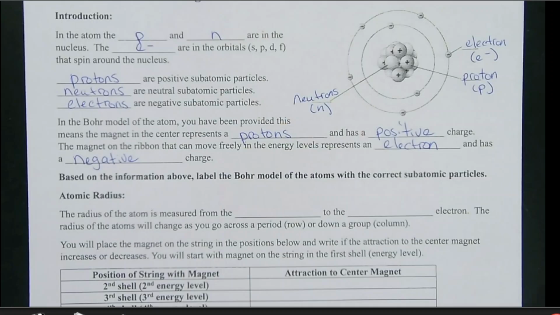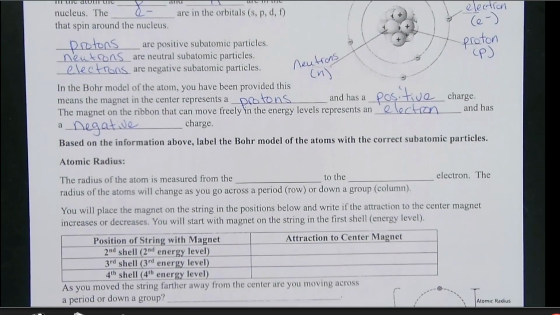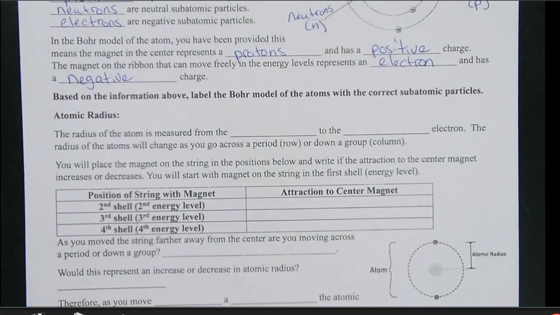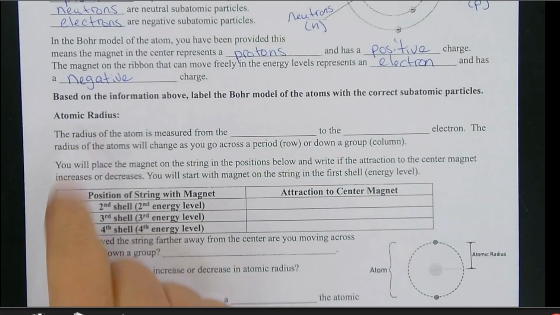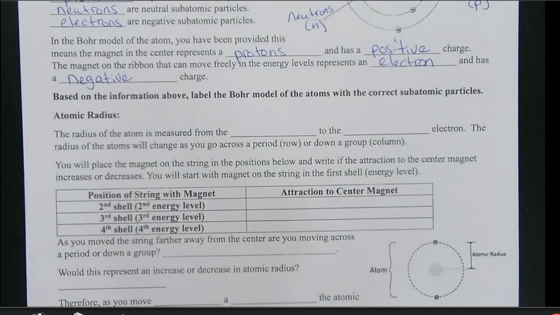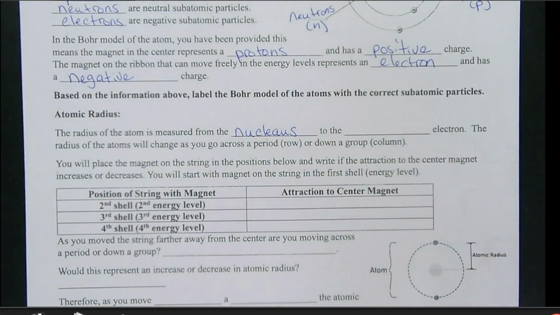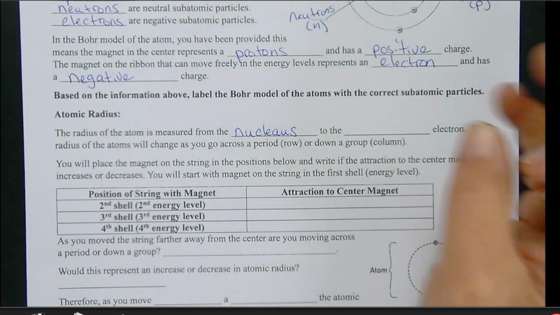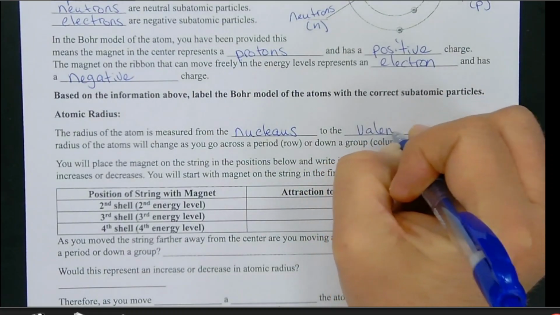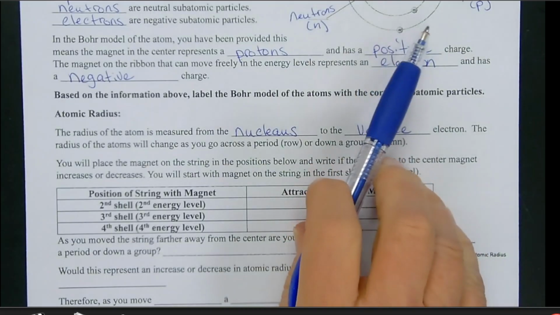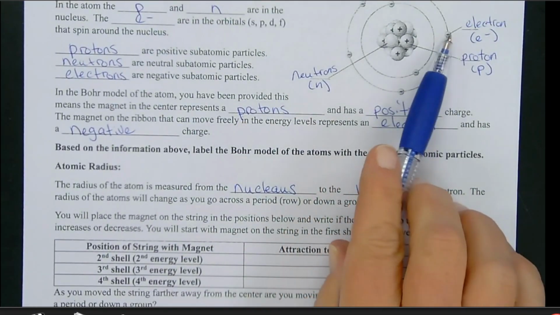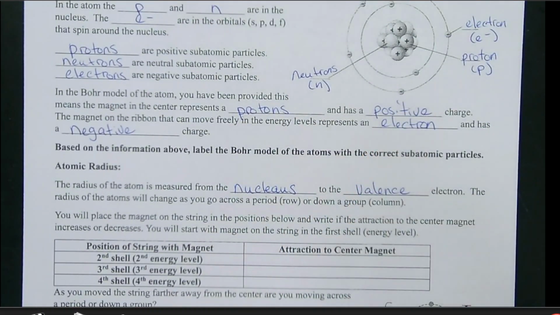All right, so let's take a look at atomic radius. The first trend we're going to talk about is atomic radius. The radius of an atom is measured from the nucleus, a measurement we do in picometers, to the valence electron. Remember, those valence electrons are the ones on the furthest outer energy level, the highest energy level.